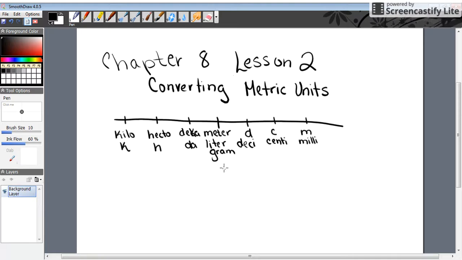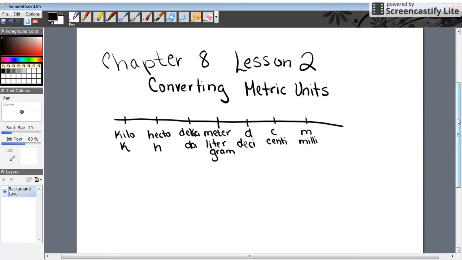All right, so those are the prefixes that we're going to be dealing with today. It is important to remember if you move to the left, you are going to divide or you're moving your decimal place to the left. If you are moving your conversion to the right on your table, you are going to be multiplying or you're going to be moving your decimal place to the right.